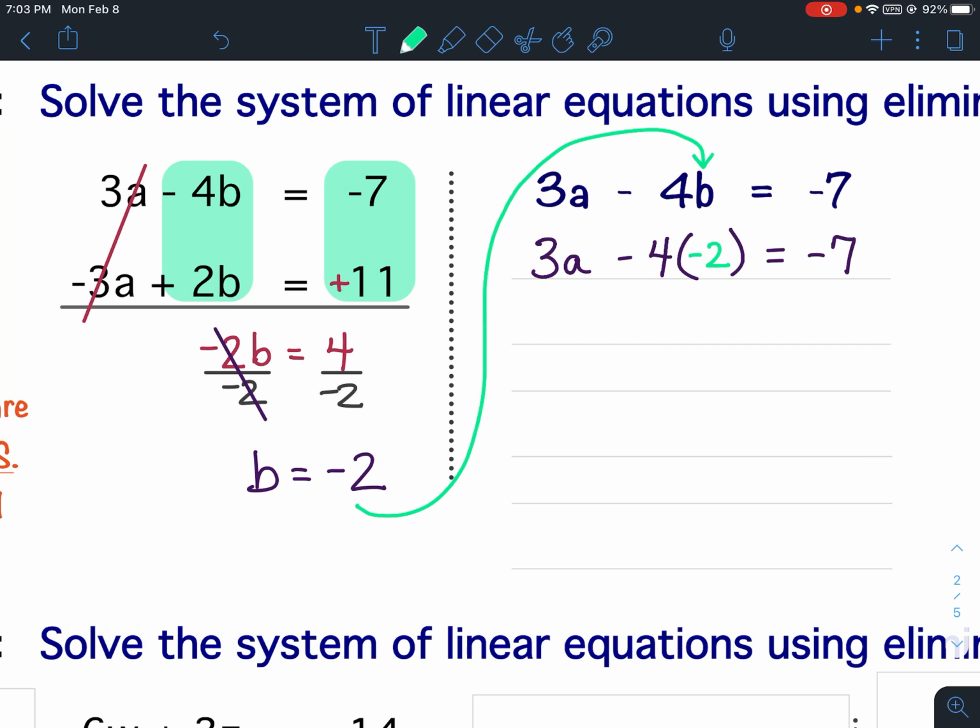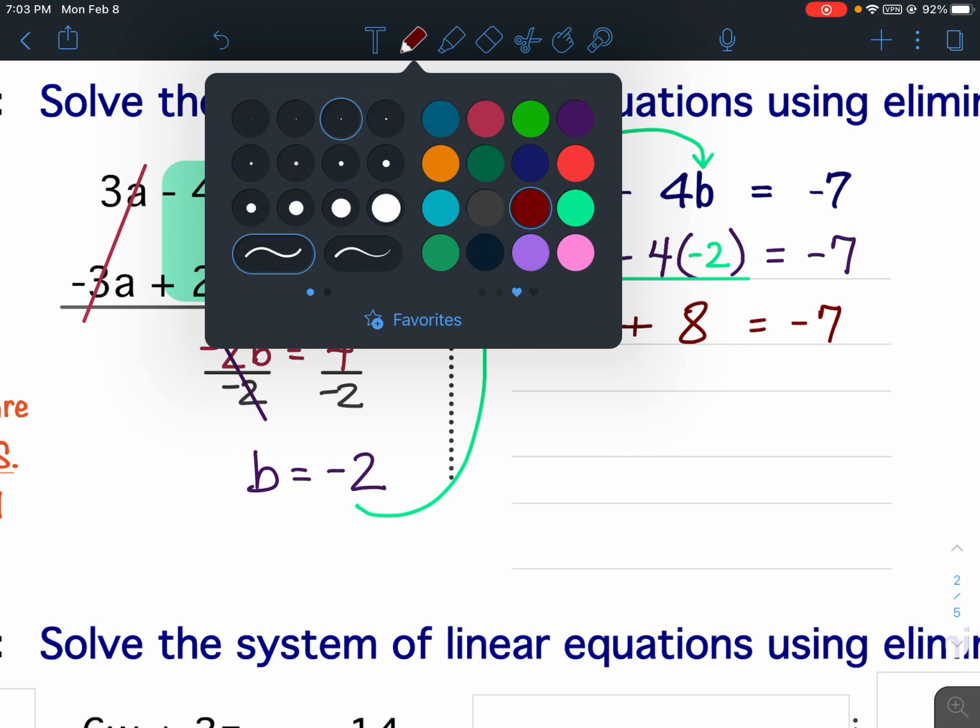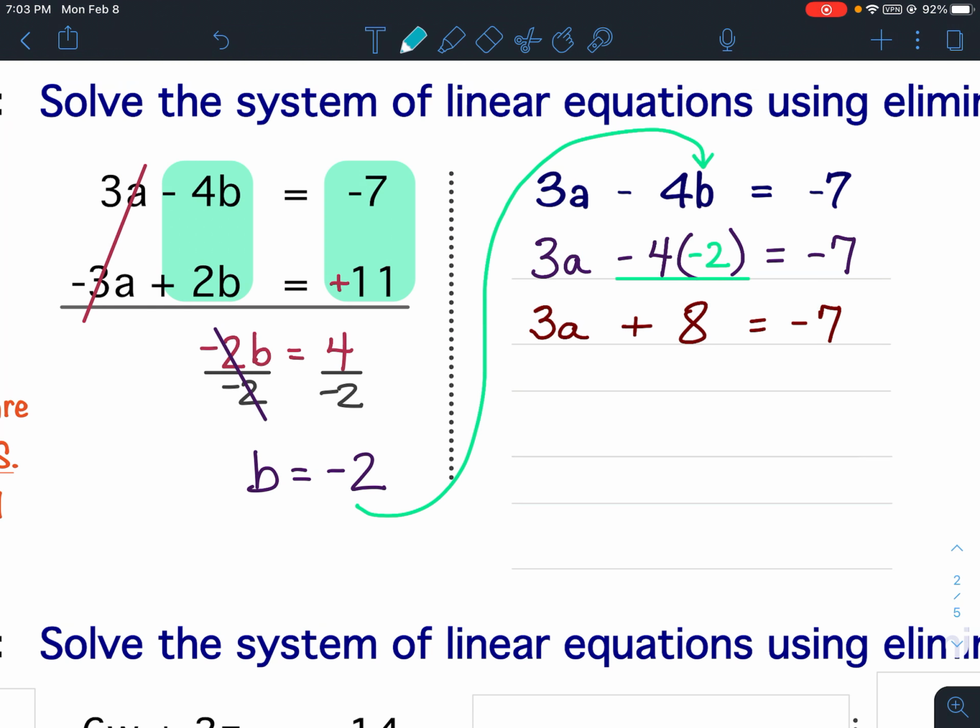All right, first step, multiplication. So the 3a will stay the same. Negative 4 times negative 2 is positive 8. And bring down the negative 7. And now this becomes a one-step equation. If you need to, box your variable term. That's going to stay on the right.